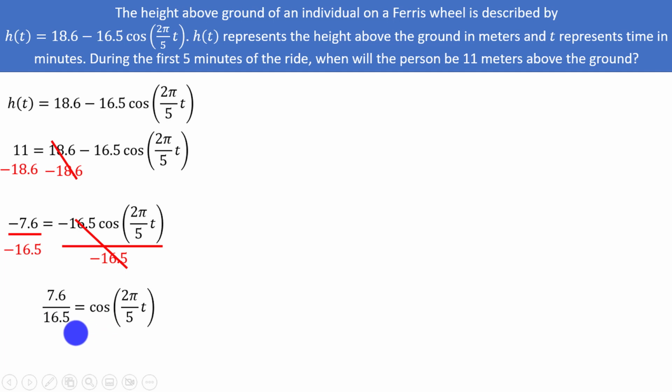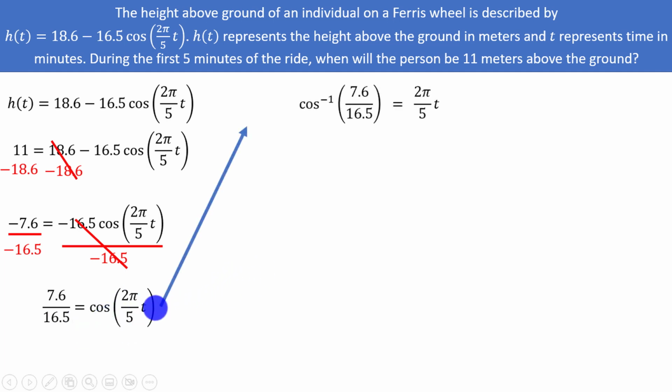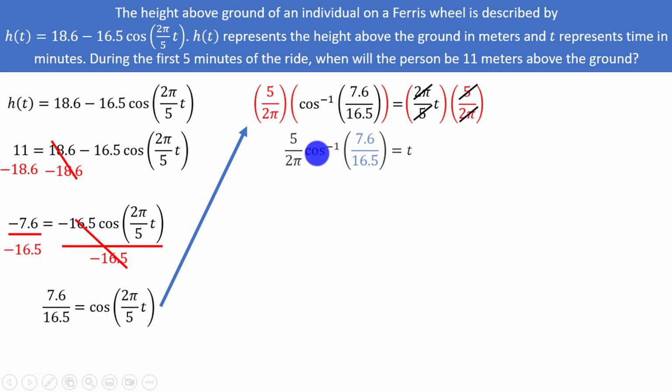We know that the way to solve for the angle related to a cosine function is to take the inverse cosine of both sides. We have the inverse cosine of 7.6 over 16.5 on the left-hand side, and the inverse cosine of cosine of 2 pi over 5 times t is just 2 pi over 5 times t. We want to solve for t, so let's multiply by the reciprocal of the coefficient on t. If we multiply both sides by 5 over 2 pi, we will cancel the 2 pi over 5. We will be left with 5 over 2 pi times the inverse cosine of 7.6 over 16.5 is equal to t.